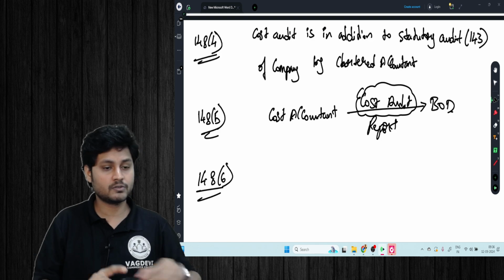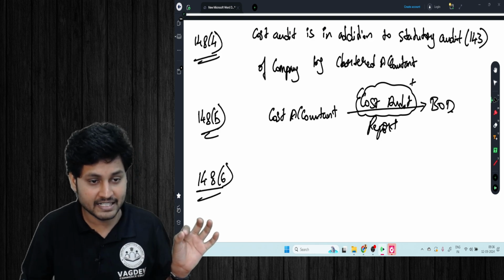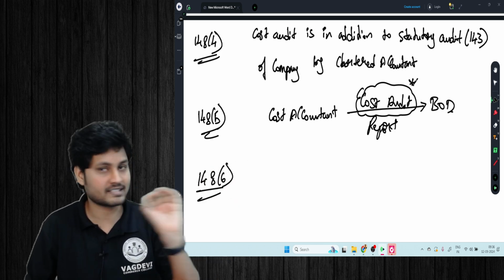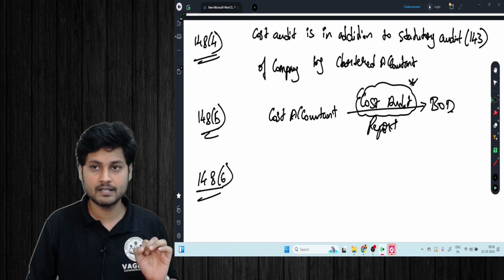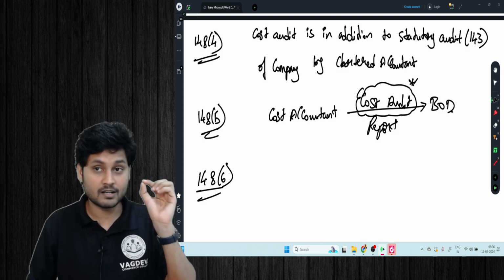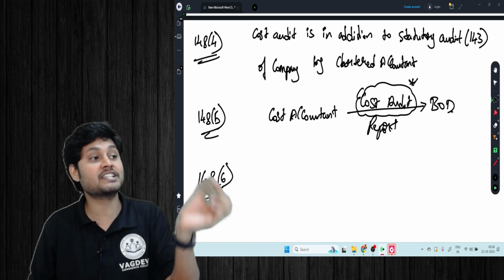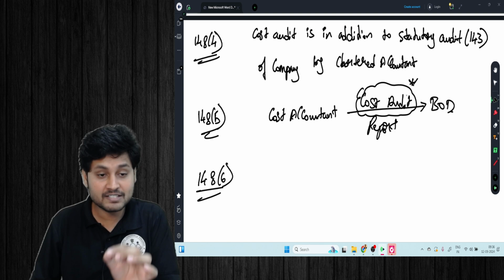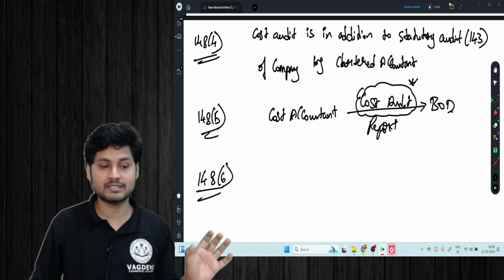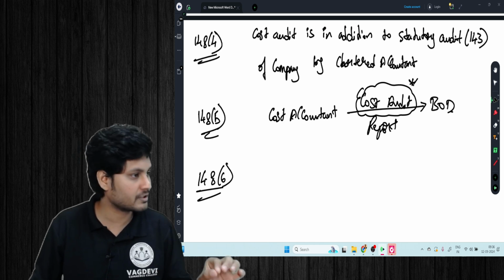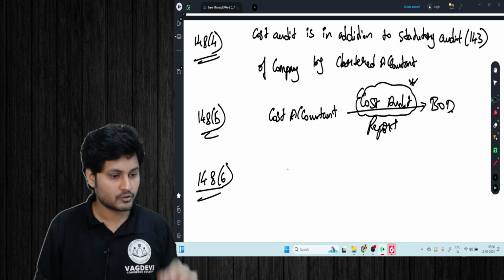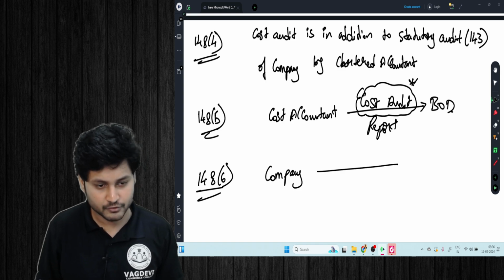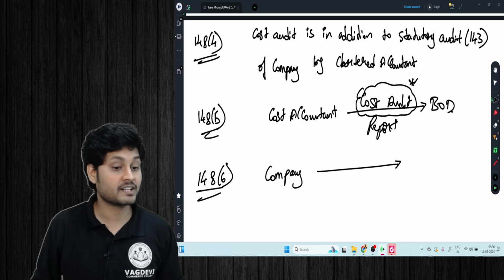So this cost audit report may contain qualifications, reservations, and for that reservation explanation must be given by whom? Board of directors, and such explanation should be submitted to whom? Central government. So that is the point I am going to write here in 148 subsection number 6. So the company needs to furnish what?